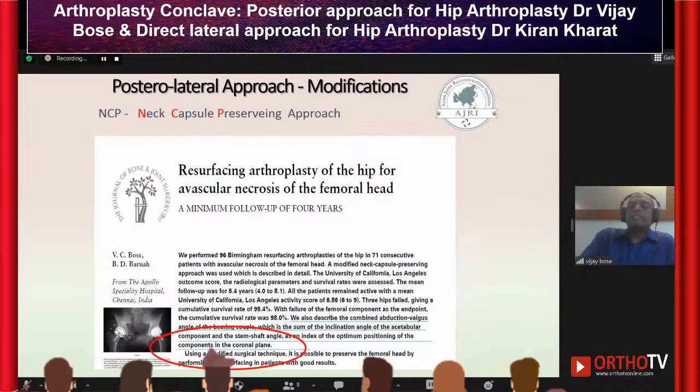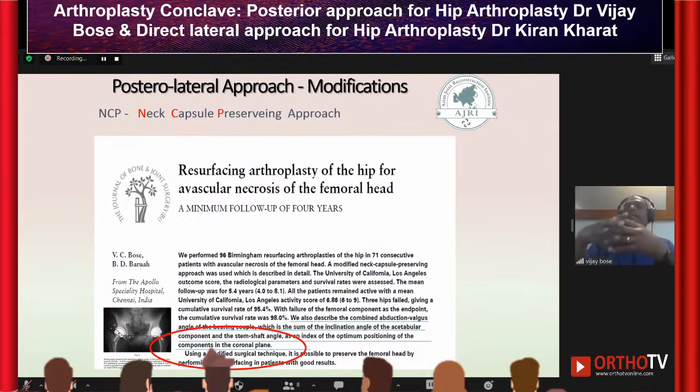So this is the modification that I described in the JBJS British in 2010, which I called the NCP approach, or the neck capsule preserving approach, which I'll be showing you. This I described for hip resurfacing because we believed that the neck capsule has an important role in the blood supply for an arthritic hip, not a native hip, but an arthritic hip. It has got the retinacular vessels. It's got some important role, and that's why we want to preserve the capsule. And that's the genesis of this approach.